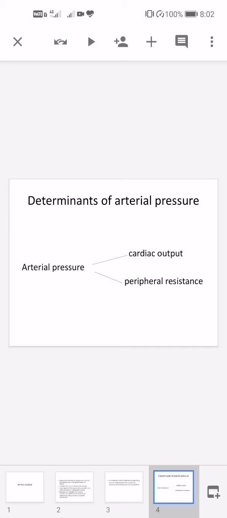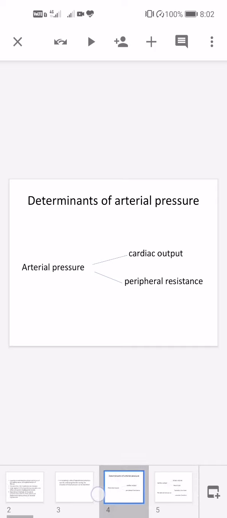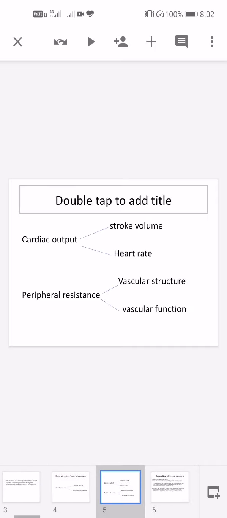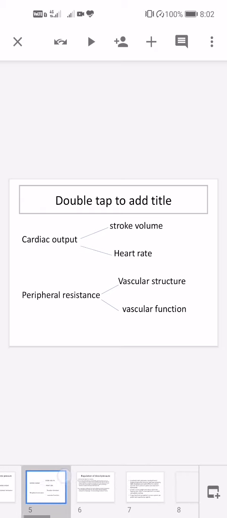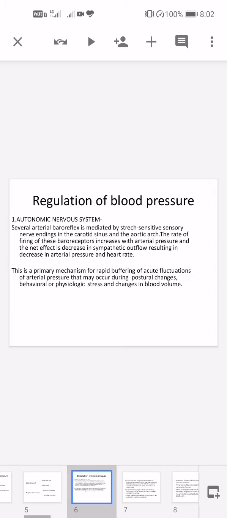Let us now talk about the determinants of arterial pressure. Arterial pressure is determined by cardiac output and peripheral vascular resistance. Cardiac output is determined by stroke volume and heart rate, whereas peripheral resistance is determined by vascular structure and vascular function. Let us now talk about the regulation of blood pressure. First of all, the autonomic nervous system.